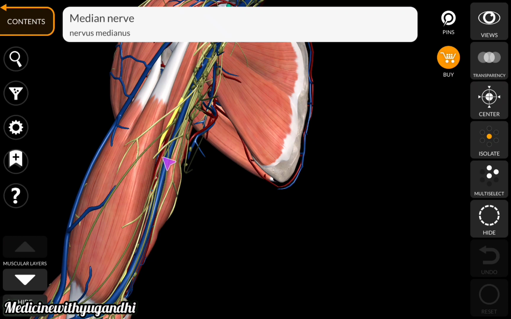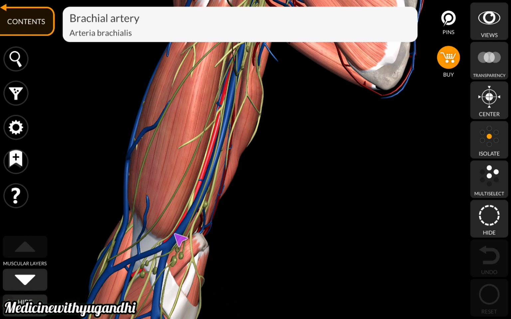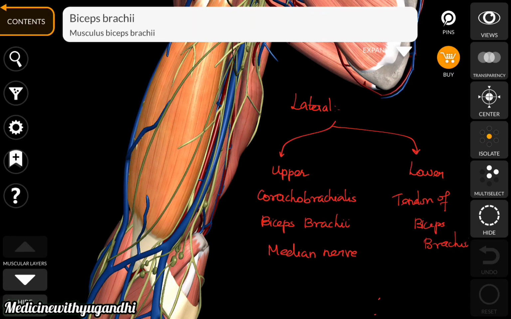So this brachial artery in its upper part is related to the coracobrachialis muscle, biceps brachii muscle, and also to the median nerve. And in the lower part, it is related laterally to the tendon of the biceps brachii muscle. See, this is the brachial artery. In the lower part, it is laterally related to the tendon of the biceps brachii. So it is related laterally to coracobrachialis, biceps brachii muscle, and to the median nerve in the upper portion, and to the tendon of the biceps brachii in its lower part.